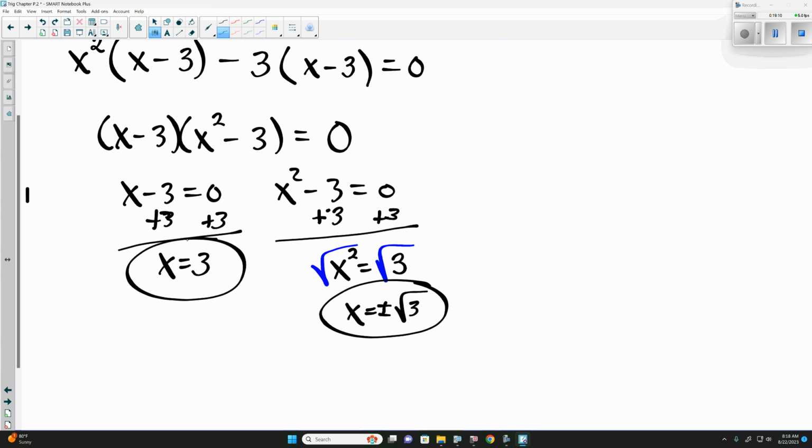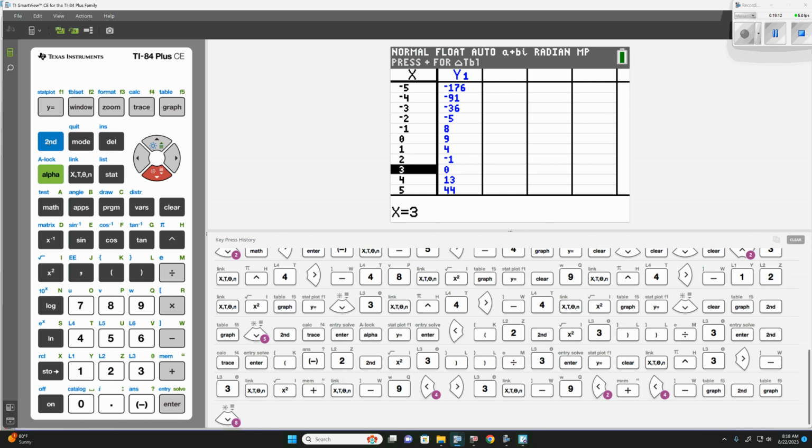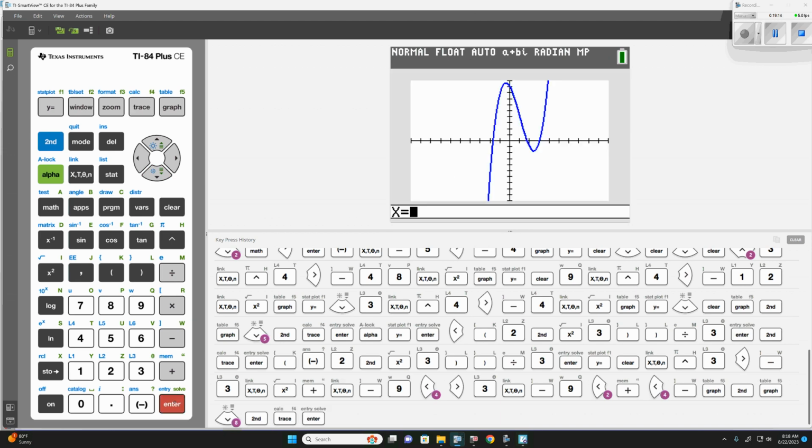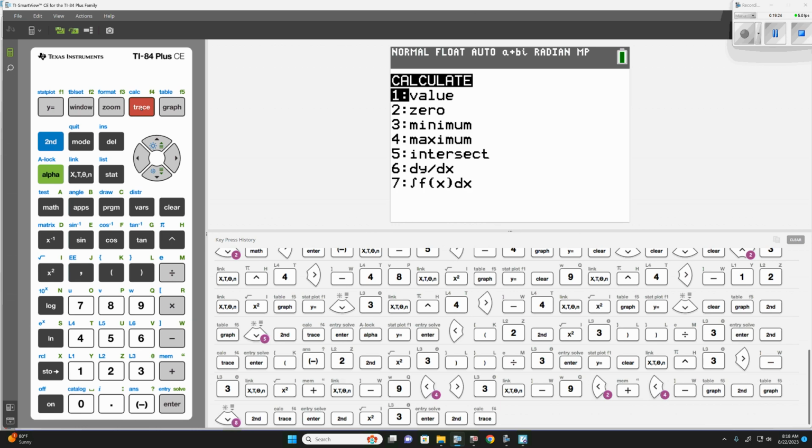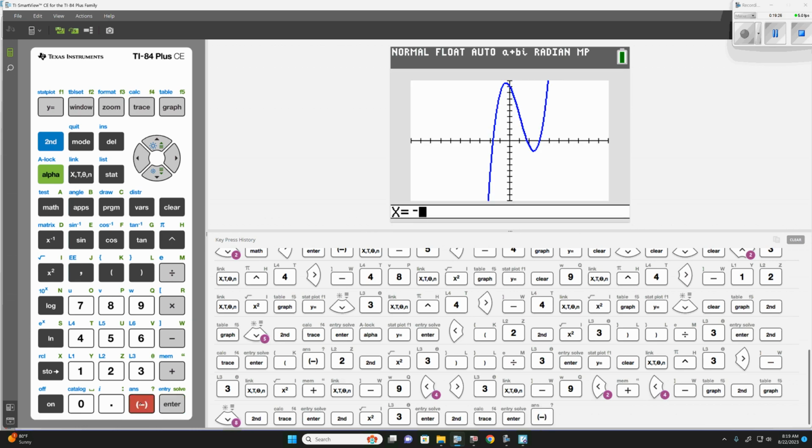And I mean, we could do the same thing back with the calculator now, and say second calculate value, second square root 3 is indeed 0. So again, we can go second trace. The first one's value is negative second square root 3, and the other one is indeed 0.